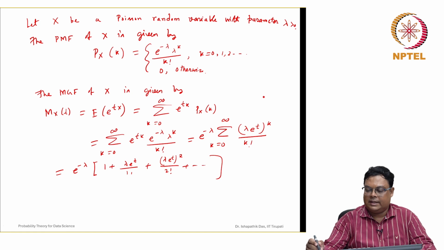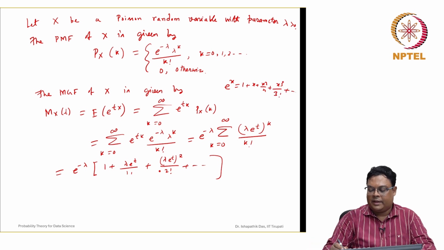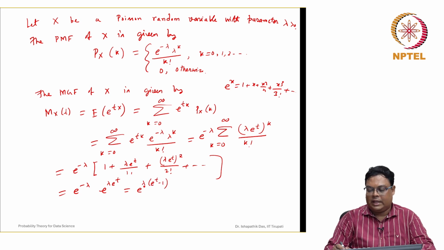So we know that this expansion looks like e to the power x equals 1 plus x plus x square by 2 factorial plus x cube by 3 factorial, like this. So that's why this is nothing but e to the power of minus lambda, and the series converges to e to the power of x, here lambda e to the power of t. So hence we can write e to the power of lambda times (e to the power of t minus 1). So it exists for any real number t. So this is the moment generating function of a Poisson random variable with parameter lambda. So you can remember that.